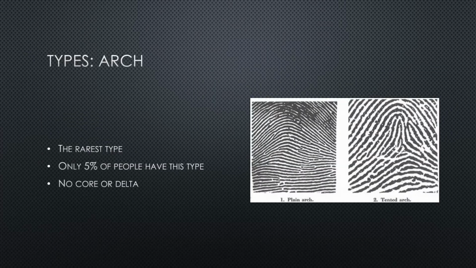So the first type of pattern that we will look at is the arch. So this is the rarest type of fingerprint, and only 5% of people have an arch fingerprint. It's unique because it lacks a central core or delta. There are 2 subcategories of arch. There is the plain arch, which extends from one side of the finger to the other in a continuous fashion. There's also the tented arch, which has sharper edges compared to the plain arch, which forms a tent-like shape.